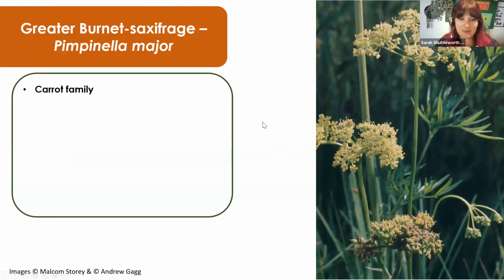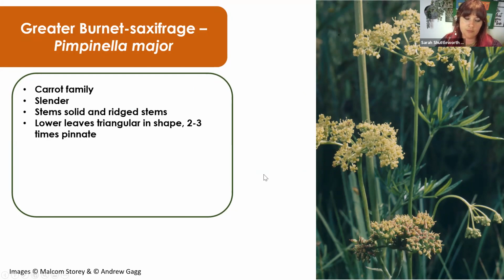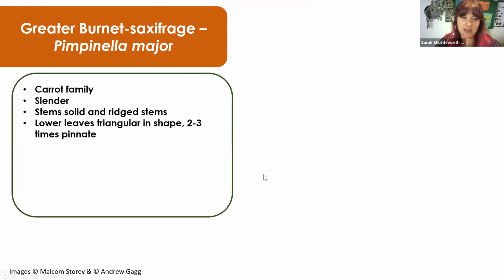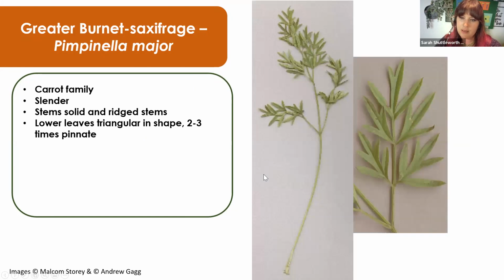This is pepper saxifrage, which is in the carrot family, which is a really, really slender member of this family, very delicate generally, and it has, again, solid and ridged stems. The lower leaves are generally triangular in shape.